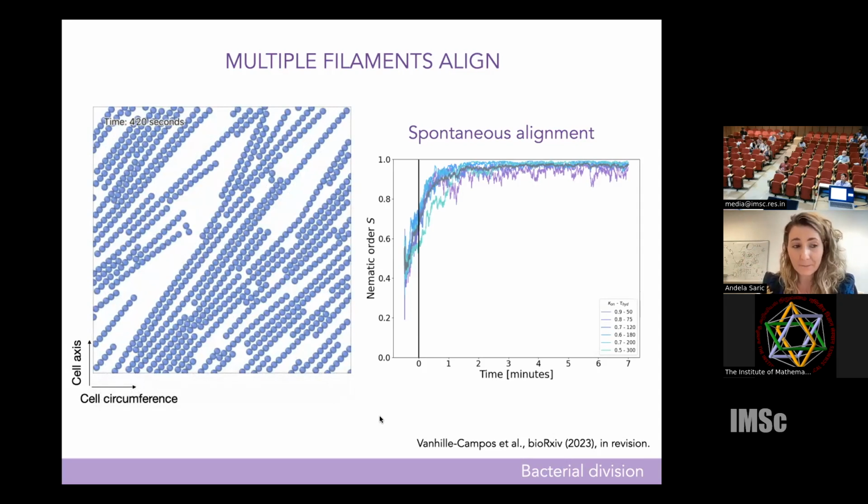And that does seem kind of relevant, because we know that you need this growing and shrinking to get alignment and formation of the ring in vivo.